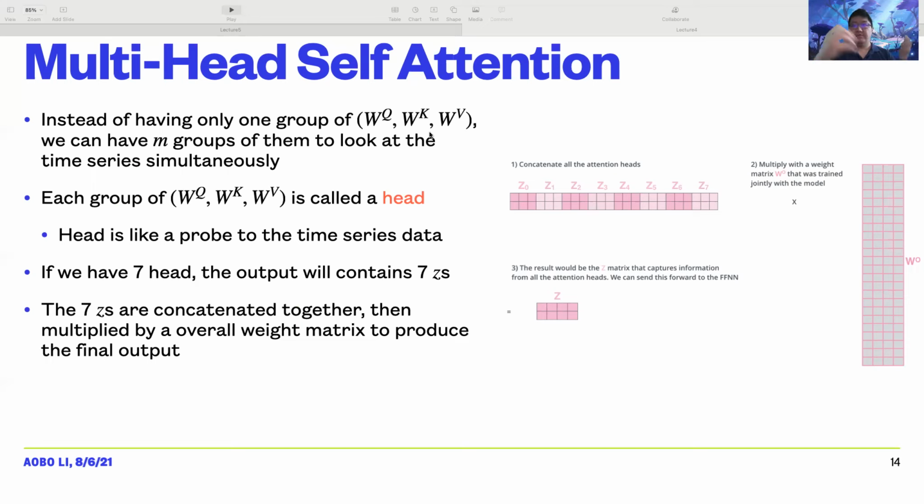For example, in LHC, we use both a calorimeter and a tracker. You can think of the calorimeter as one head and the tracker as another head. The information produced by each head operates relatively independently to produce a decision. If you have, for example, 7 heads, then the output will contain 7 Z's for each time index. Then we concatenate the 7 Z's together and multiply by an overall weight matrix to produce the final output, which is still of the size Z. This is what we call the multi-head self-attention.